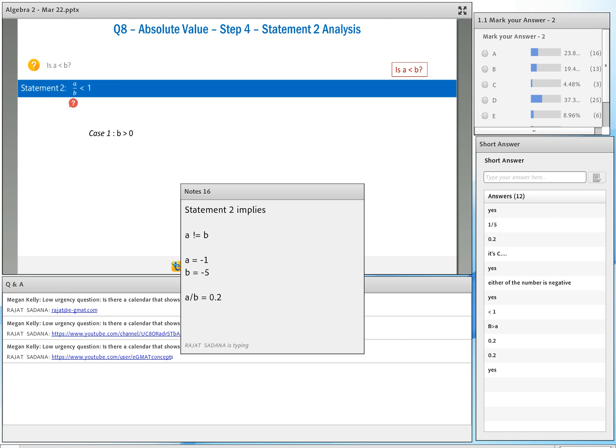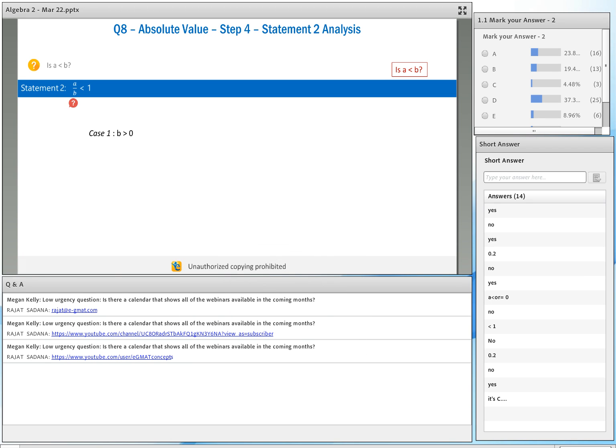But is B greater than A? The answer is no. -5 is actually less than -1. So you can't really say that B is greater than A. So essentially, you can take two cases. If B is positive, then A has to be less than B. If B is negative, then A has to be greater than B.